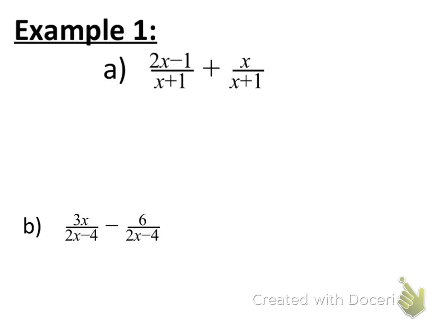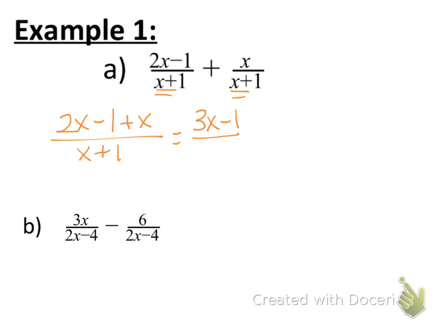Alright, so our first example with rational expressions. So again, we've got common denominators. So since we've got a common denominator, we can just write this, add this together over that denominator, 2x minus 1 plus x, over that common denominator of x plus 1. Then of course if we can simplify it, 3x minus 1 over x plus 1, that would be our final answer. I'd like you to try to do this one on your own.